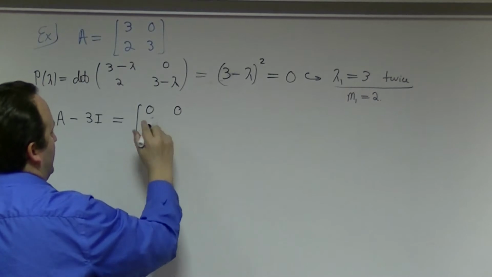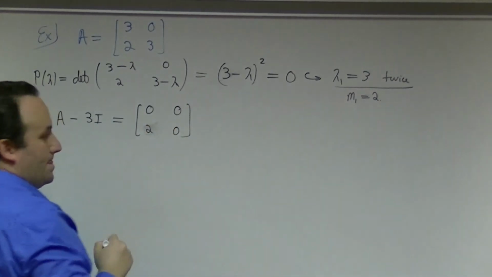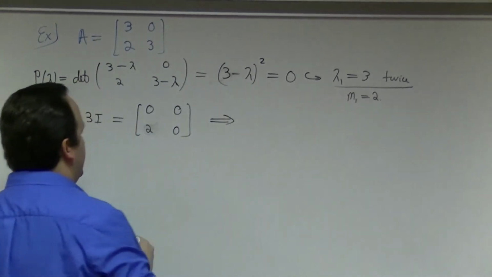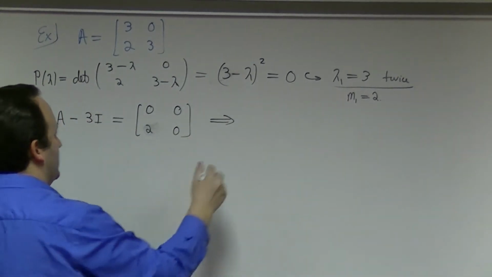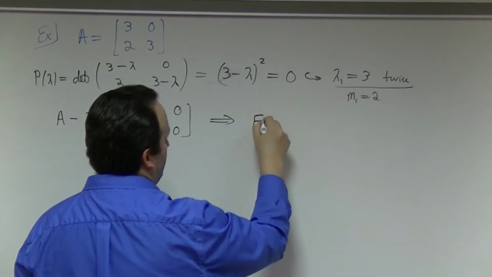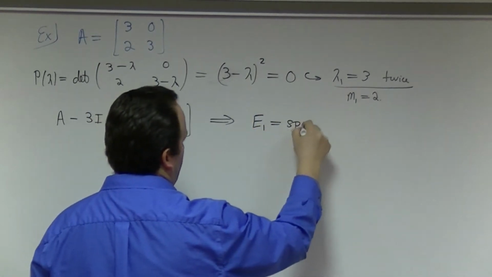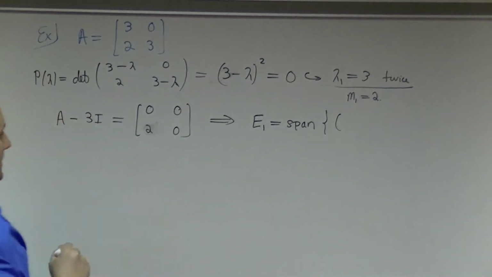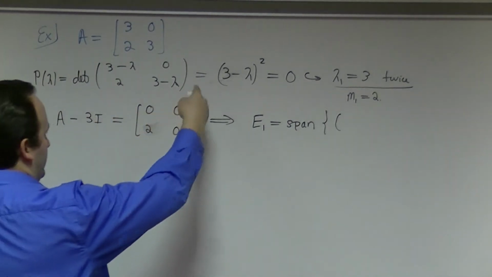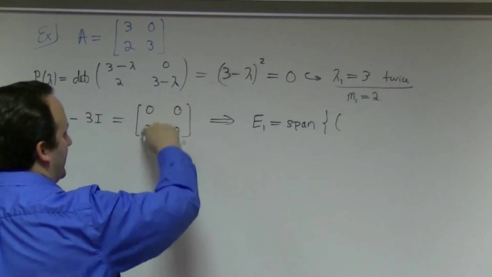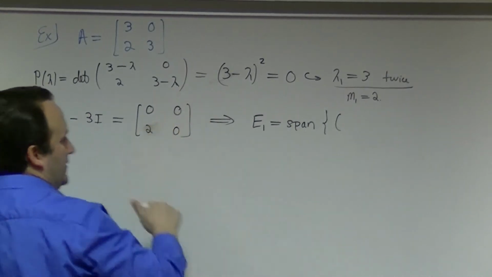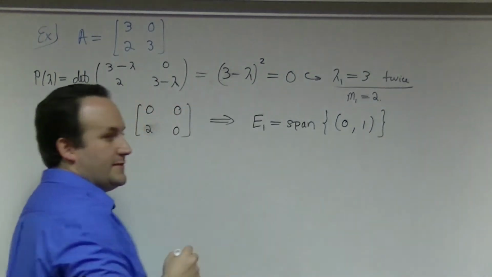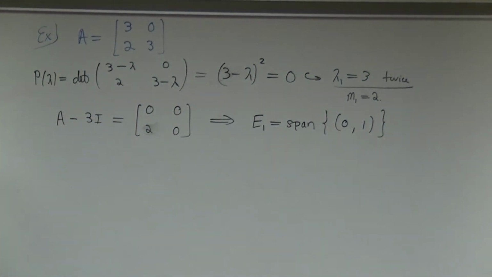Oh, there's 2 right there. So I personally can just look at this and go, so that makes E1 equal to the span of, let's see here. What multiplied by this matrix gives you 0? Let's see, the e1 won't work, right? But how about e2? Yeah, it's just e2. I personally can just eyeball it.